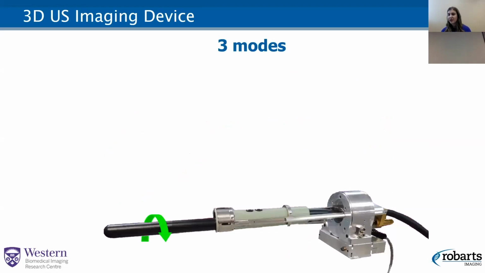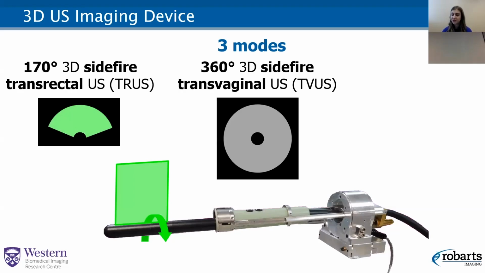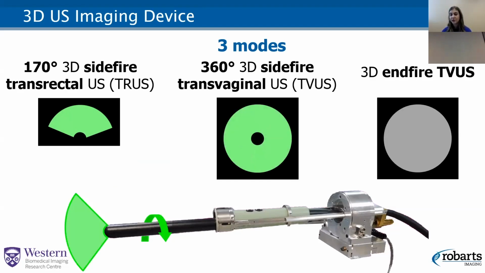As I mentioned, there often isn't a one-size-fits-all solution to the problems facing these cancers. And so we decided to include 3 different imaging modes in our system in order to account for that variability in patient geometry and anatomy. The first mode is a 170-degree Sidefire transrectal ultrasound, which generates sort of a fan-shaped image. The second is a 360-degree Sidefire transvaginal ultrasound, which generates a ring-shaped image. The last is a 3D Endfire transvaginal ultrasound, which generates sort of a dome-shaped image.